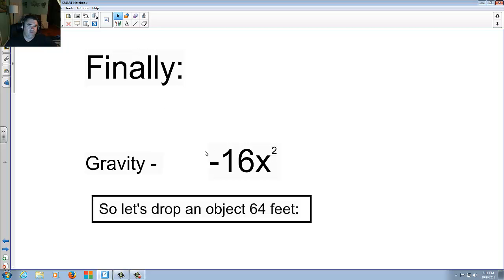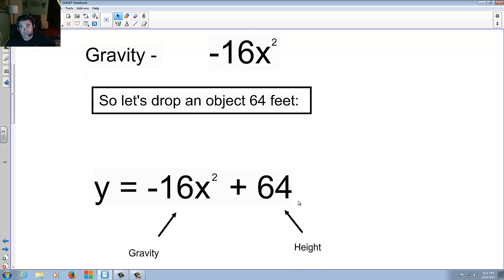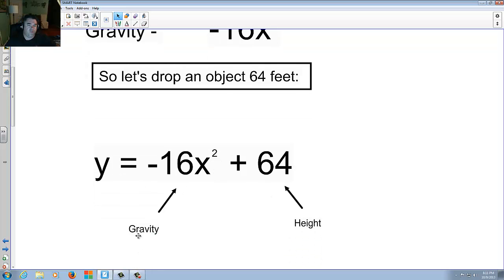Finally, gravity is negative 16x squared. You know that because we talked about it many times. So let's drop an object 64 feet in the air. The question becomes, how long will it take to hit the ground? All you have to put is y equals negative 16x squared plus 64. Negative 16x squared is the gravity, and 64 is our height.